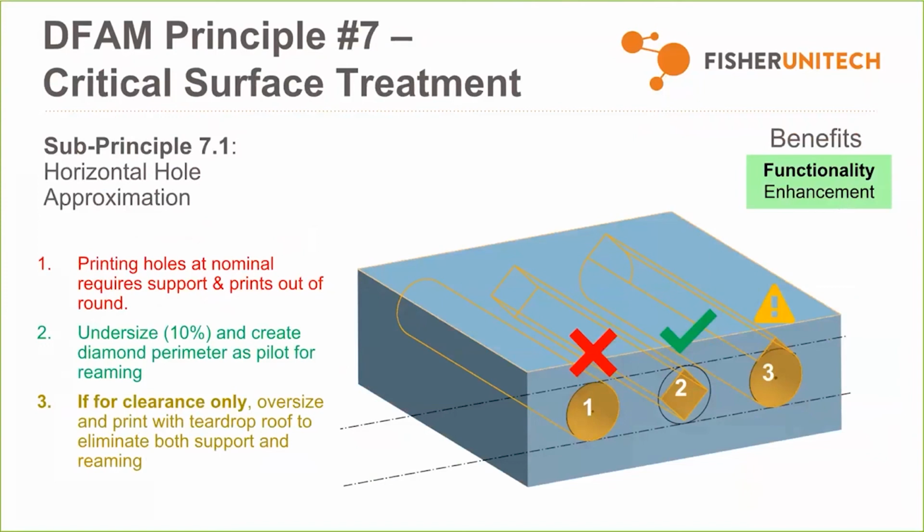And then number 3 is a great one if you need just clearances only. So if you're trying to run some wires through a part, something like that, you can just create a kind of teardrop shape to the top of the hole. And that will, again, create self-supporting angles and support material will be negated. Okay? So a great way to go about holes.